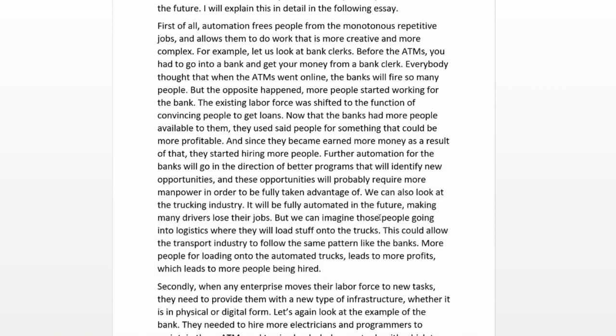So I say that we can imagine that the drivers will go into the logistics and will load stuff onto the trucks that will be automated, so they will not lose their jobs. And I write that this will allow the transport industry to follow the same pattern like the banks, and that more people will be hired for loading cargo onto the trucks, which will lead to more profits, and again, which will lead to more people being hired.